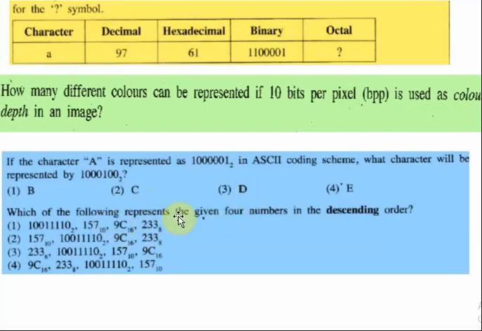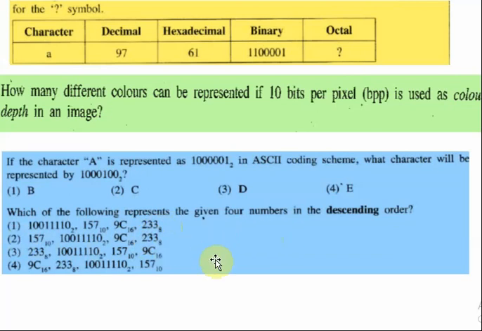Which of the following represents the given 4 numbers in descending order? Now these are in different bases, so I think the convenient way is to represent all in binary. This is in decimal, and you know how to represent it in binary. 157 is closer to 128. Then take the remaining value, put 1 at the next closer value and make all others 0. This also will be in binary. And this is very easy. Just using 4 bits you can represent C and 9. Then here you can use 3 bits and represent 3 3 and 2.